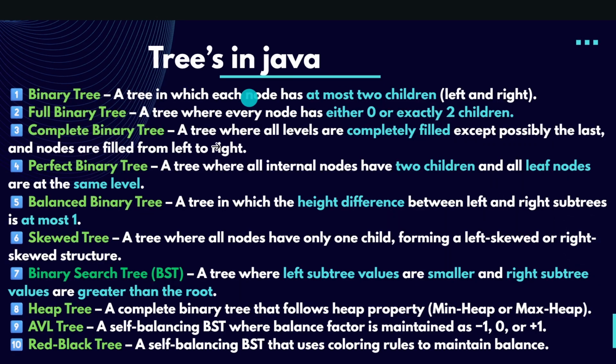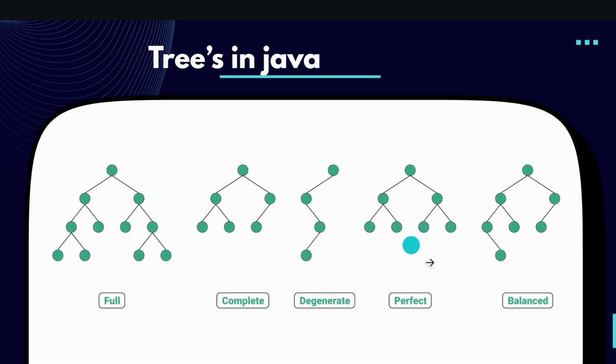You can also read all the definitions in complete detail by pausing the video. A binary tree has at most 2 children, a full binary tree has 0 or 2 children, a complete binary tree is completely filled, a perfect binary tree has 2 children or is a leaf node. Among all of these, the binary search tree is very important because the left subtree has smaller values than the root node, and the right subtree has greater values than the root node. Other than this, we have the heap tree, AVL tree, and red black tree. You can see the same stuff here also.